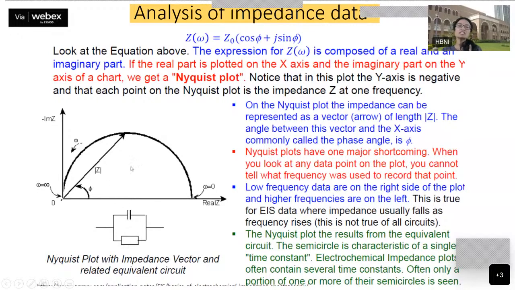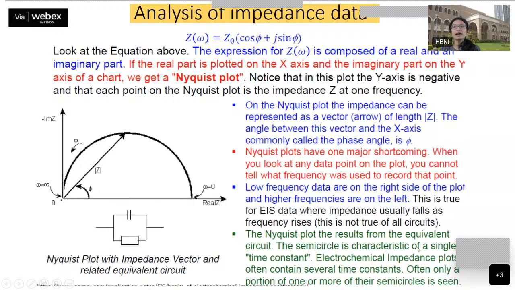The Nyquist plot, please remember, has one major shortcoming. It is not able to show you at what frequency you are seeing a particular point. From the data plot, you are not able to look up at what frequency it is. But you have to remember that it starts from a very high frequency and moves to a low frequency. In the Nyquist plot, the origin is the very high frequency region, and the point where it cuts the x-axis is the low frequency region.